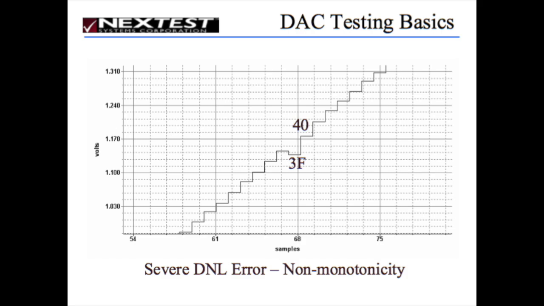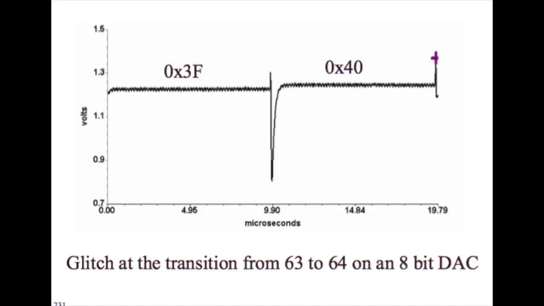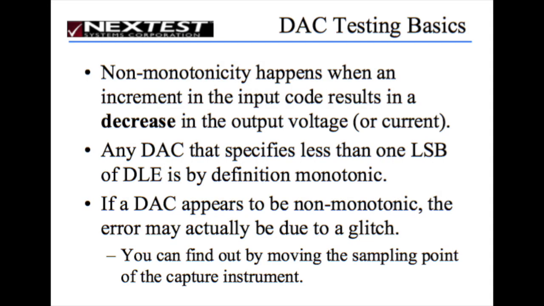You may recognize this. Here the waveform is stepping up, stepping up, stepping up. Then it steps down a little bit, and then it steps up hugely in the transition from 3F to 4-0. That was actually a real problem caused by a glitch. It wasn't really nonlinearity. It was a problem with a glitch at the 3F to 4-0 transition.